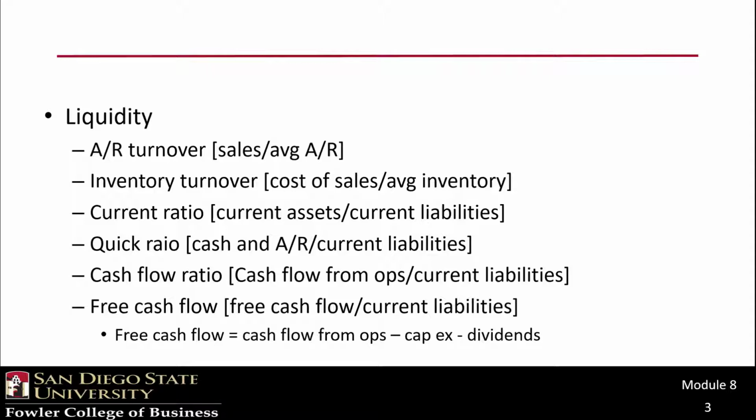divided by current liabilities. There's the cash flow ratio, which is cash flow from operations divided by current liabilities, and free cash flow, which is free cash flow divided by current liabilities. So just so you know, free cash flow is cash flow from operations minus any capital expenditures and minus any dividends.